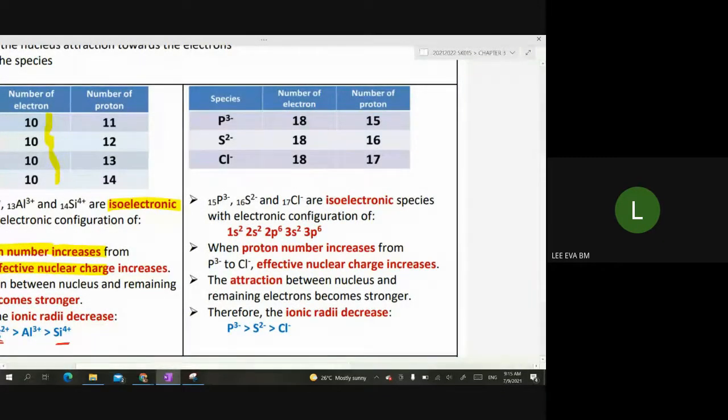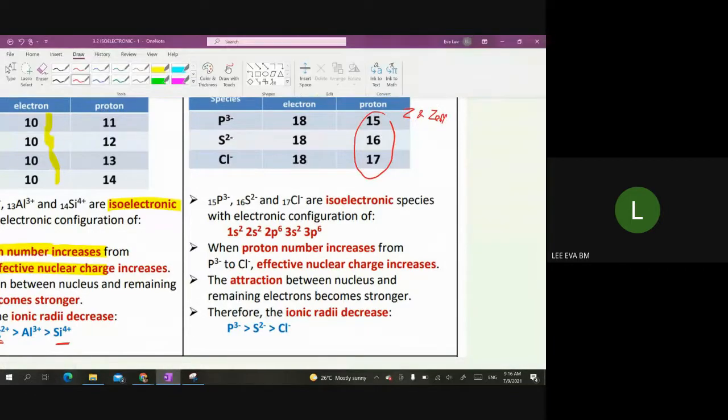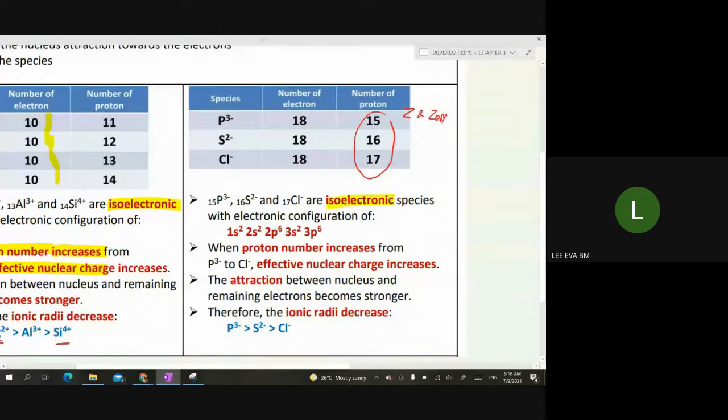So the next one, example phosphorus. Just now it was all cations, now it's all anions. We have phosphorus 3 negative, sulfur 2 negative, and chlorine 1 negative. The number of electrons is the same for all. Then we compare the proton number, your Z, and also the Z effective. All of these are isoelectronic species with 18 electrons. The electronic configuration goes up until 3p6. When proton number increases, we arrange accordingly: P3 negative, S2 negative, and then Cl negative 1.